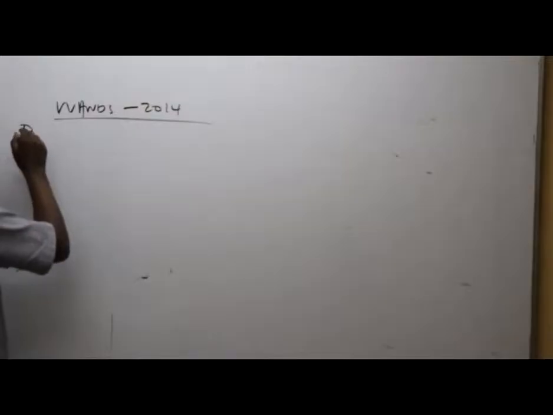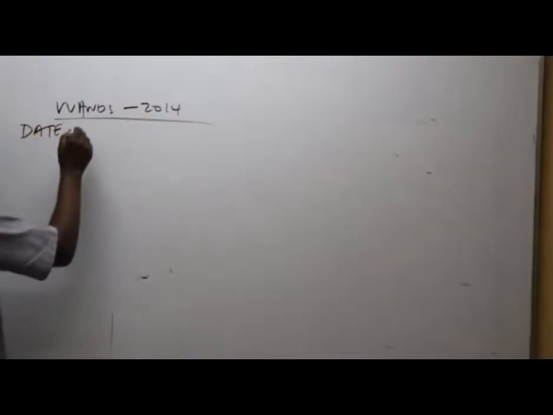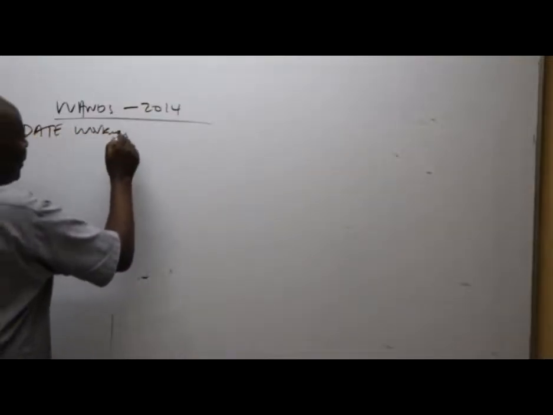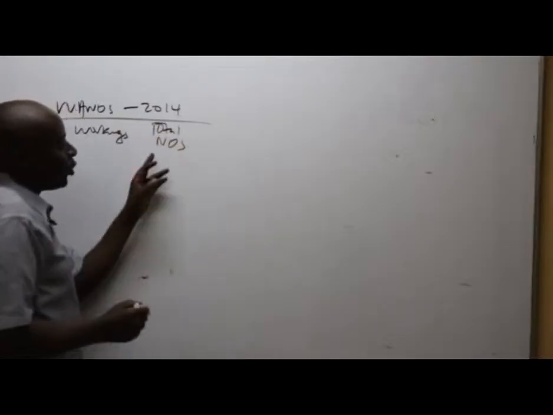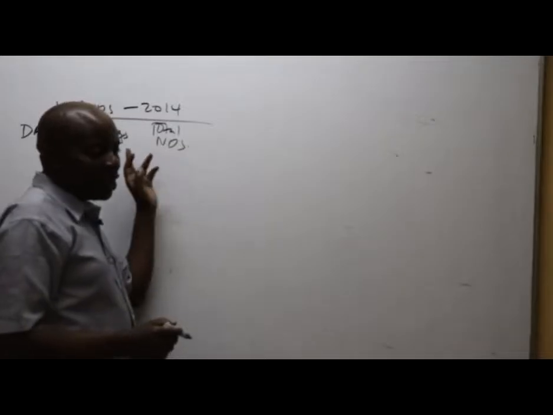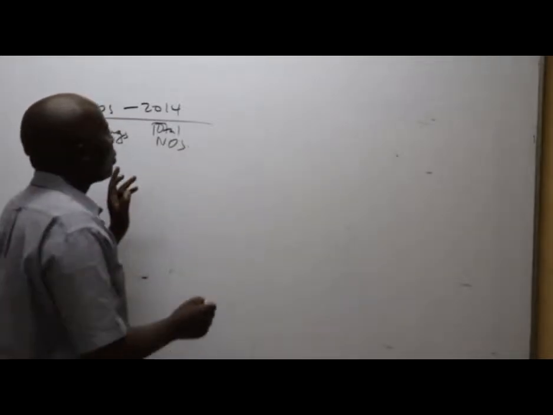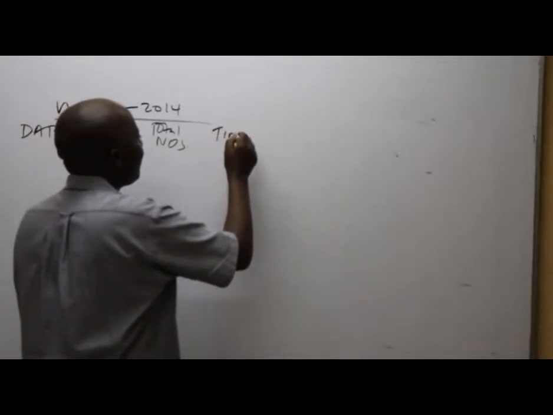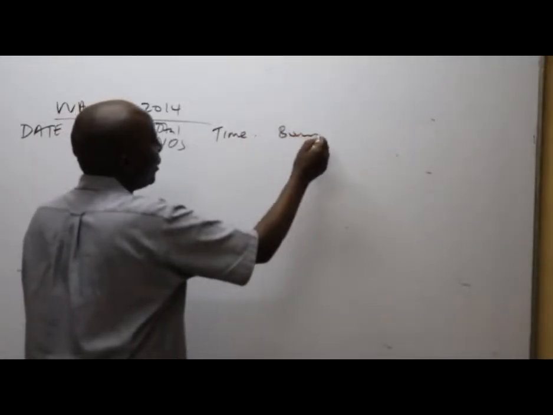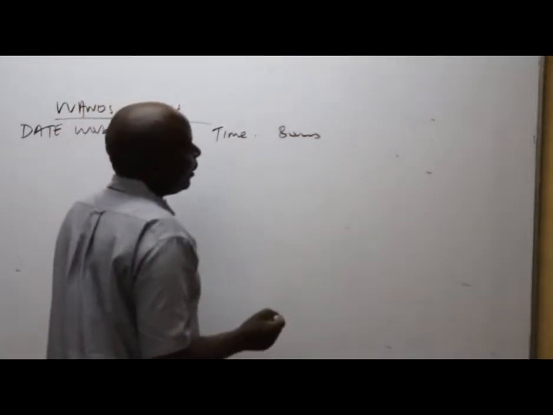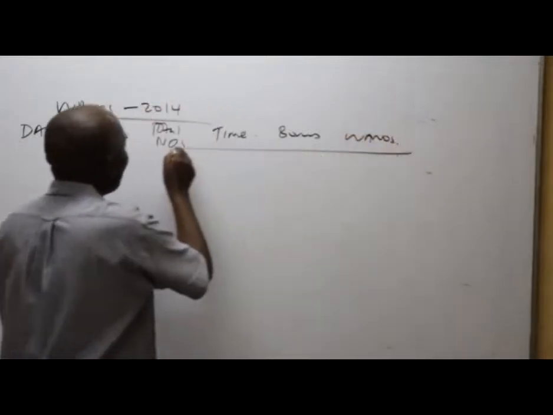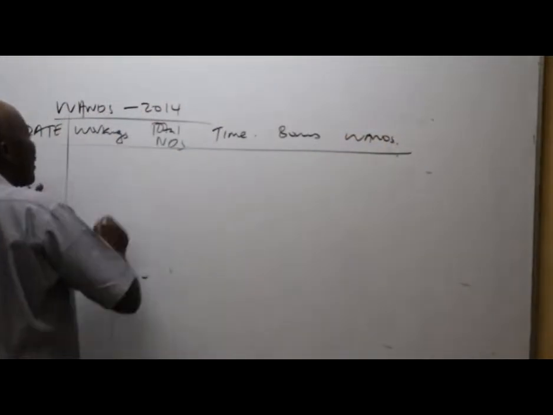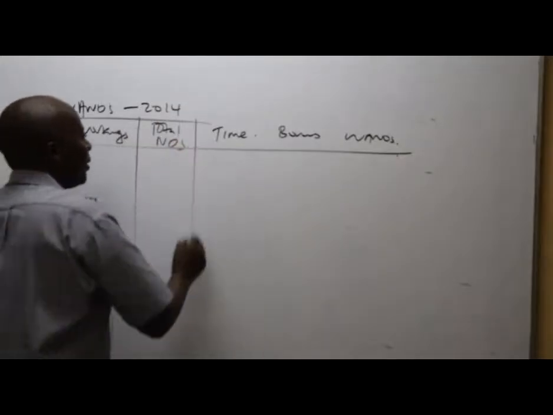So remember, we have the issue of the date, the workings like that. We have the total nos. Remember that the total nos, this is what we call the cumulative number of shares, right? So we have in this case the time, we have the bonus fraction, and then lastly, ladies and gentlemen, here we have the one-nos.